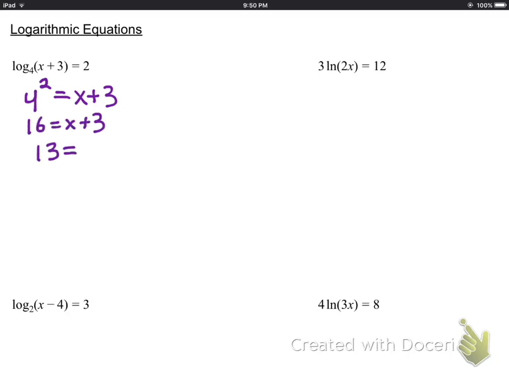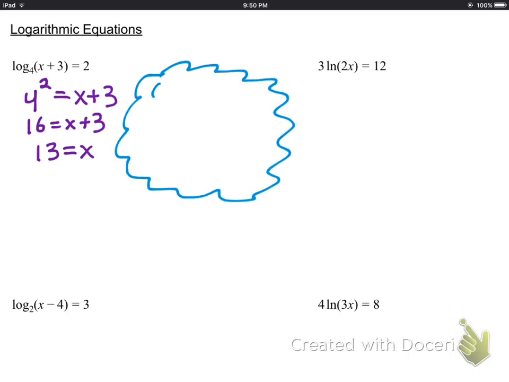Now it's very easy to solve. 13 is x. Again, you can check your work here by plugging it in and just making sure it's equal to 2. That should be a very fast check that I would highly recommend. Alright, let's try this next guy on the right here.